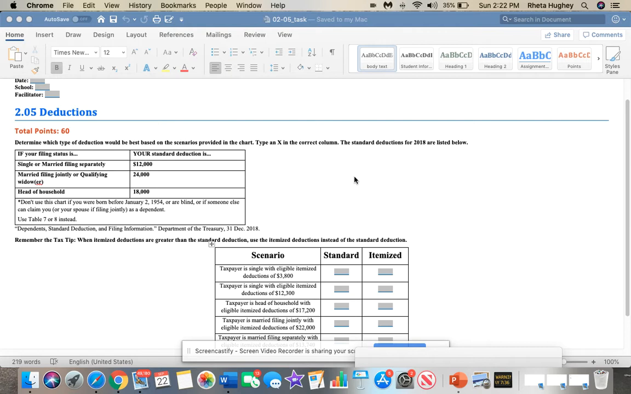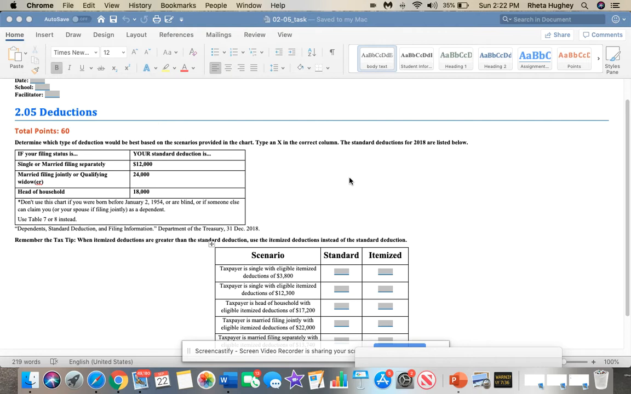use a standard deduction, which is a standard amount that's used on your tax form, or whether you would itemize your deductions. Usually when you itemize your deductions, that simply means that the number of deductions you have is greater than the amount of the standard deduction.